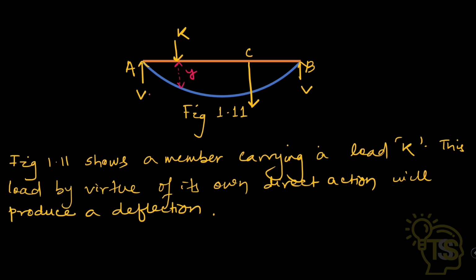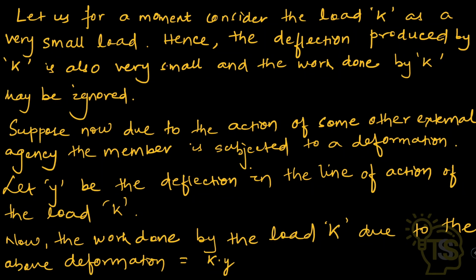Let's consider another beam AB which shows a member carrying a load K. This load, by virtue of its own direct action, will produce a deflection. Let us for a moment consider the load K as a very small load. Hence, the deflection produced by K is also very small and the work done by K may be ignored. Suppose now, due to the action of some other external agency, the member is subjected to a deformation. Let Y be the deflection in the line of action of load K.